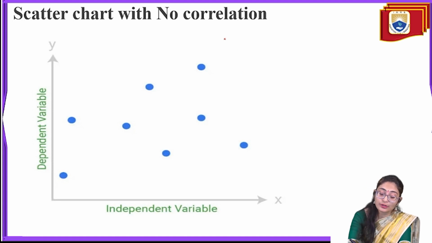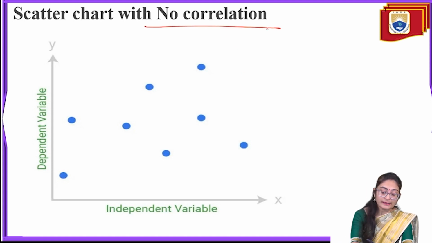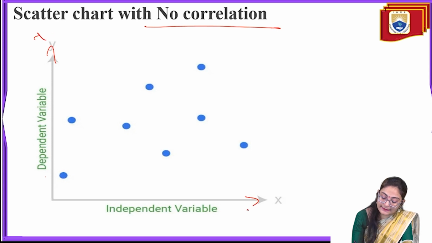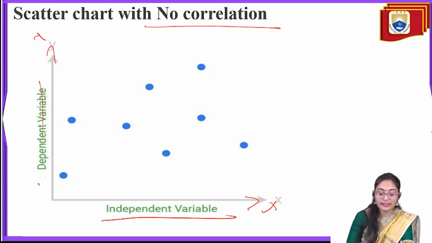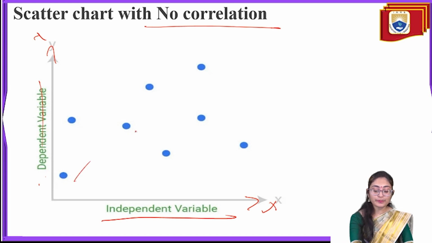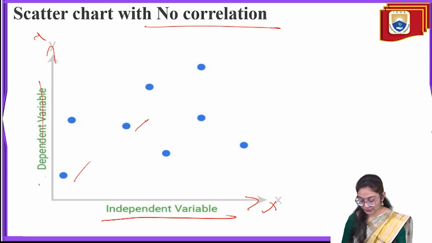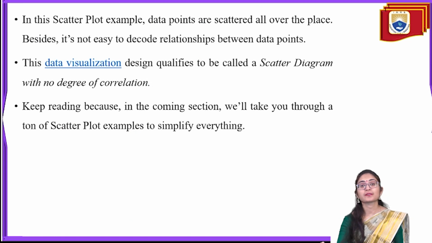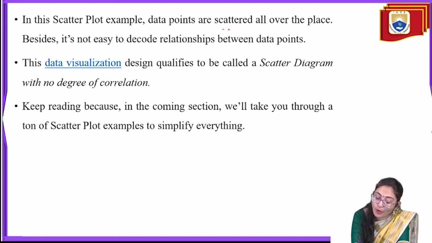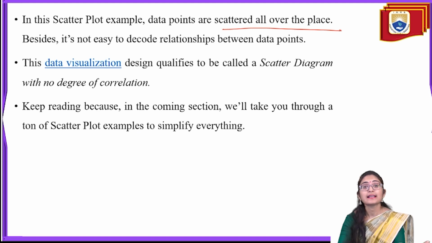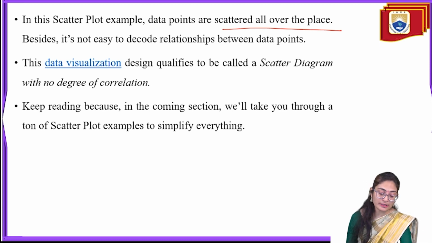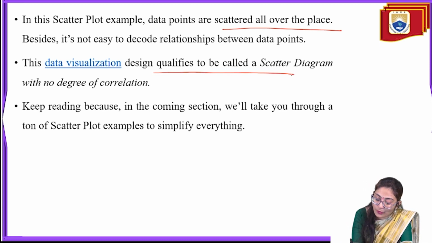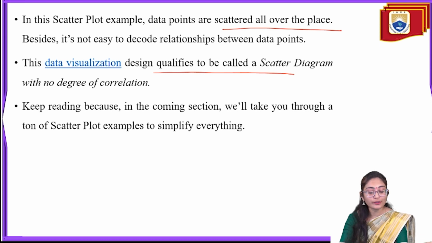Now, scatter chart with no correlation. Again, this is your y-axis, this is your x-axis, and independent and dependent variable. So here you can see your dots are very far away from each other. So in this scatter plot example, data points are scattered all over the place. Besides, it's not easy to decode the relationship between the data points. We cannot identify the relationship between the two points also. This data visualization design qualifies to be called a scatter diagram with no degree of correlation.